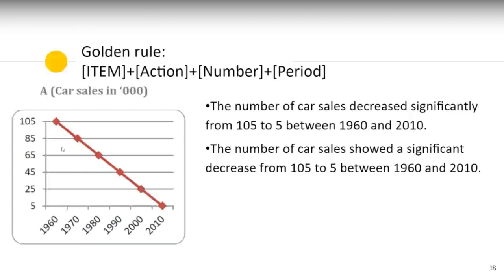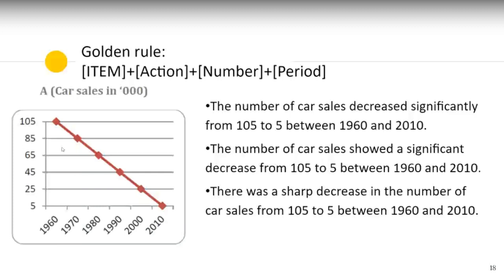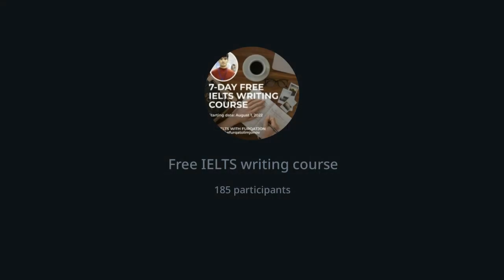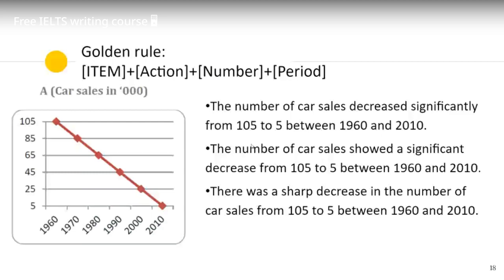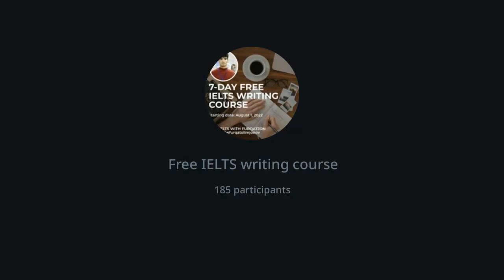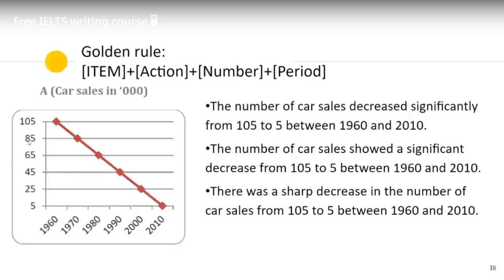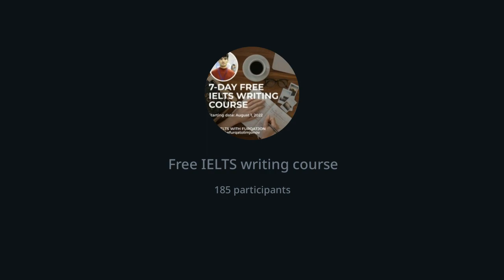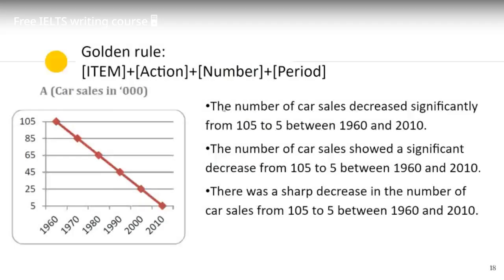And the third example. You can say there was a sharp decrease in the number of car sales from 105 to 5 between 1960 and 2010. As you can see, I'm using the word number because this is probably about numbers, not proportion. If you write proportion, it's probably incorrect because we don't have the percentage sign here. So it should be the number of car sales. I will just send it to you guys.